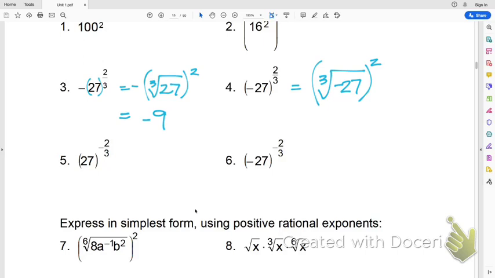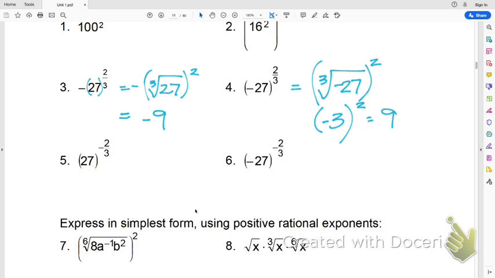What is the cube root of negative 27? Negative 3. Because negative 3 times itself 3 times gives me negative 27. Okay, so where the negative is on that question changed the answer. 9 versus negative 9. Now, where's my negative on number 5?